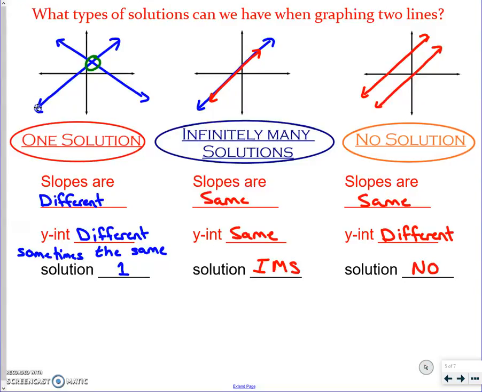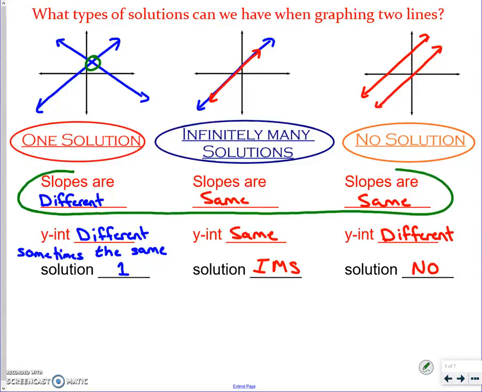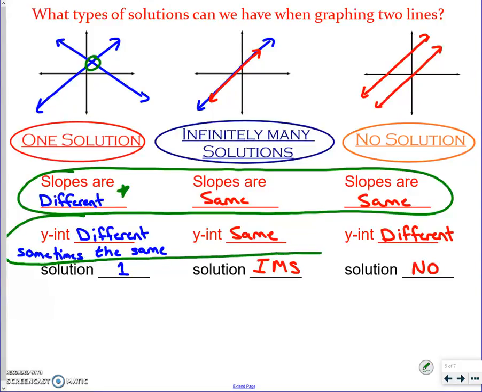So what we need to pay attention to right now is looking at the slopes. If you have slopes that are different, it has to be a one solution problem. There's no way it could be infinite many solutions or no solution, okay? If we look at the y-intercepts, if we notice that the y-intercepts are the same, it could be one solution, it could be infinite many solutions. If we notice the y-intercepts are different, it could be one solution, it could be no solution. So on that, you would need more information. You'd need a slope and a y-intercept to figure out what's going on.